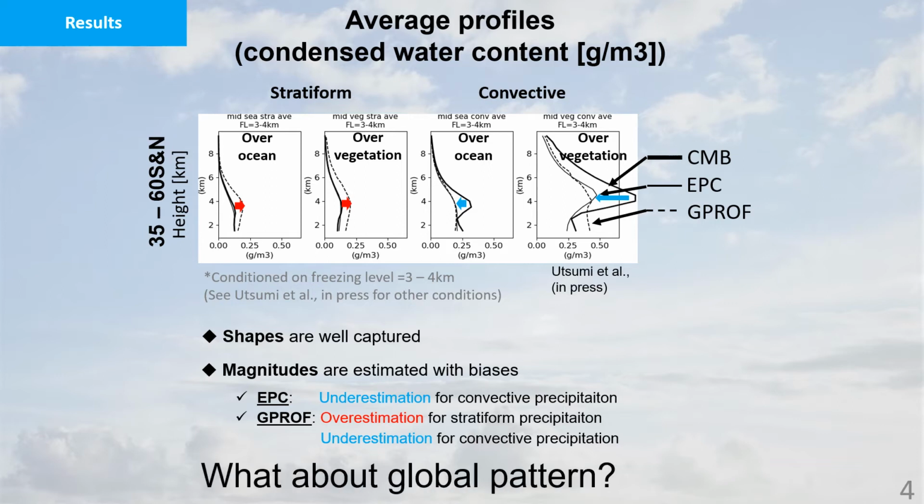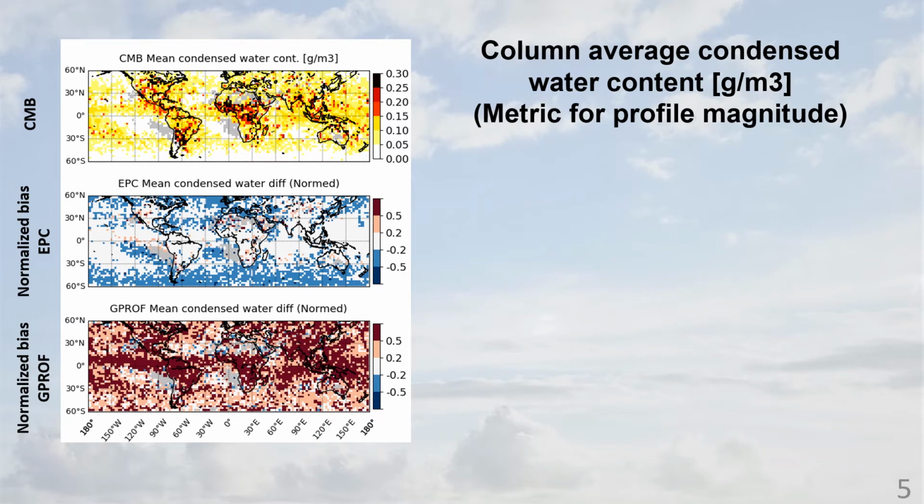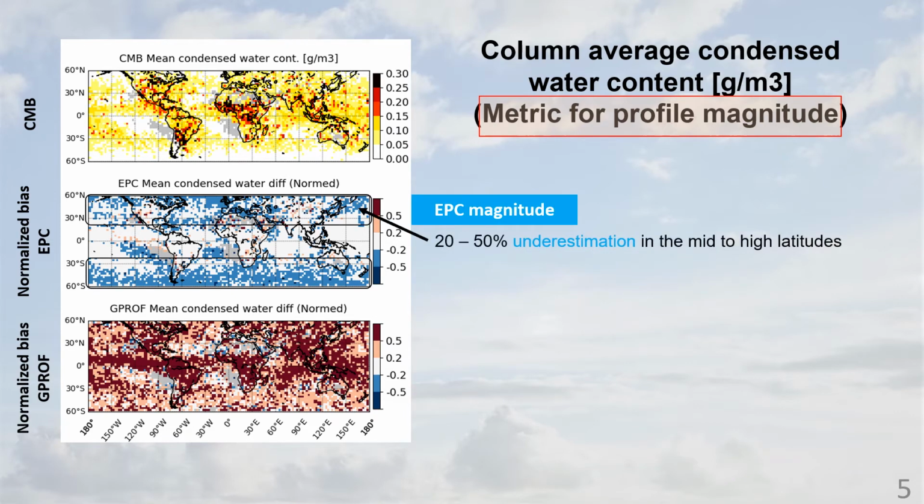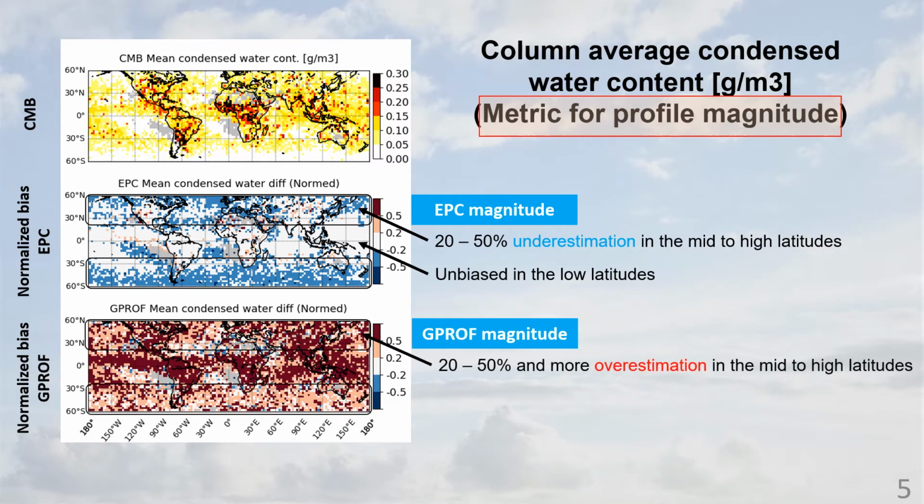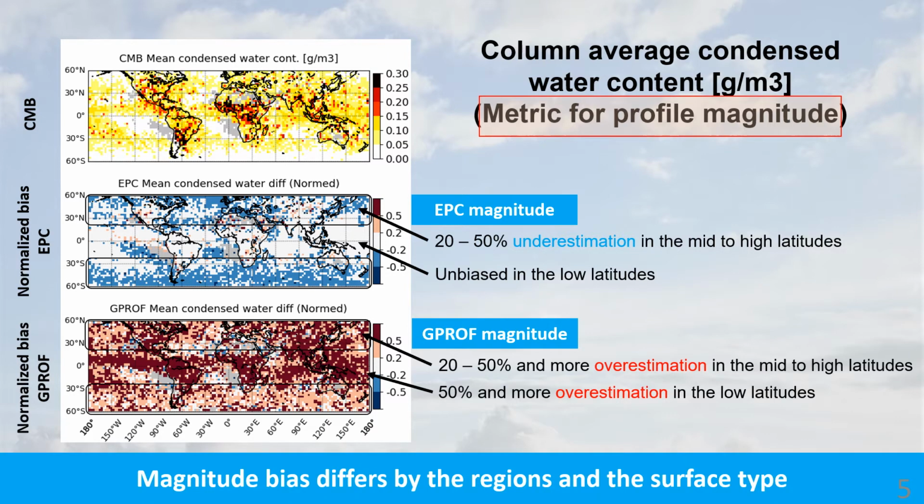So what about the global pattern of the biases? This is the column average condensed water content as a metric for profile magnitude. EPC shows 20 to 50% underestimation in the mid to high latitudes, but it's unbiased in the low latitudes. GPROF shows 20 to 50% and more overestimation in the mid to high latitudes, and also 50% and more overestimation in the low latitudes. So the magnitude bias differs by the regions and the surface types.